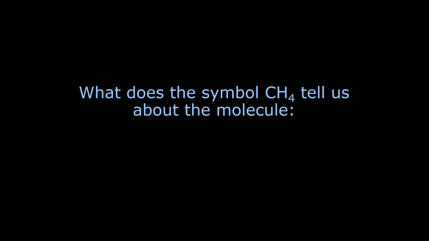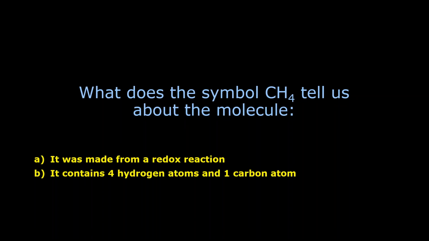What does the symbol CH4 tell us? Okay, we got a carbon and 4 hydrogens. It also tells us it's a hydrocarbon, or organic, because it's only made of C's and H's. It was made from a redox reaction. We have no clue that that could be true at all, so that's a bogus choice. It contains 4 hydrogen atoms and 1 carbon atom. Yeah, it does. That sounds great. Let's hold that in the back for a moment.